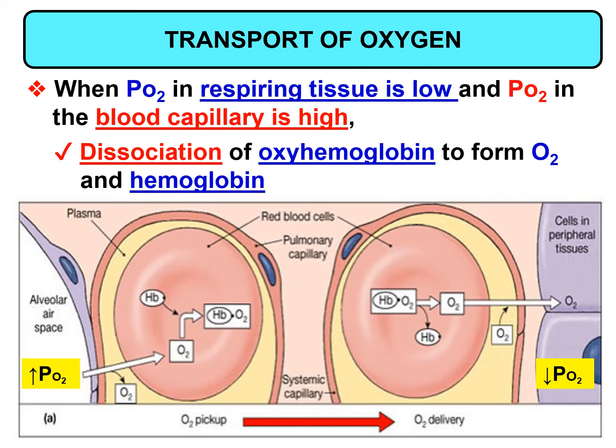When the respiring tissue has low partial pressure of oxygen, the blood capillary will have higher partial pressure of oxygen. That's why the oxyhemoglobin will dissociate and release oxygen. Oxygen will diffuse out of the blood capillary into the respiring tissue.